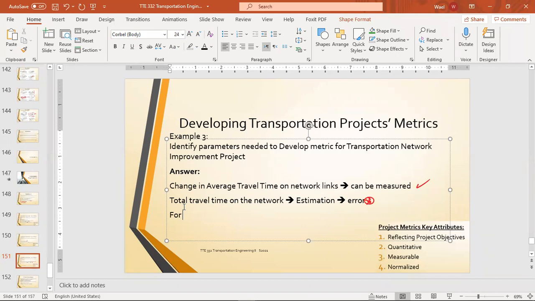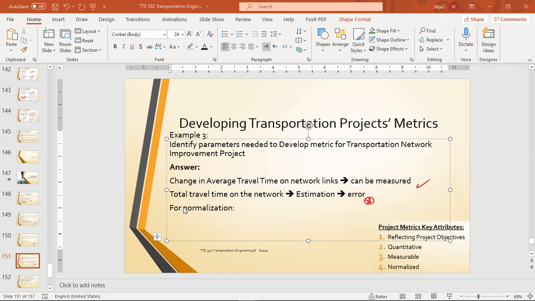Okay, if we want to normalize the change in average travel time for a project, so we can compare projects together, for normalization we can use the project cost. So here we divide the benefits in travel time per cost. That means we are saving this amount of travel time for one riyal or per dollar. How much are we saving in travel time? You see my point?